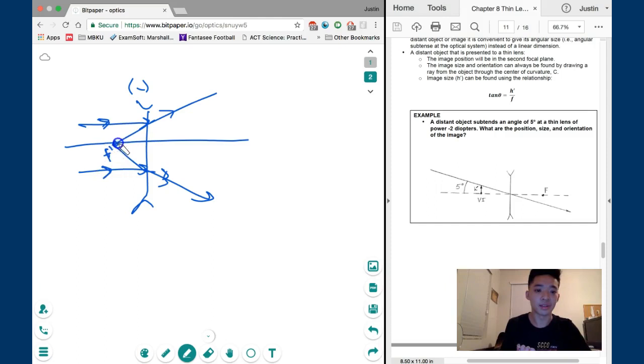Hopefully that makes the connection. That is a distant object, but since it still is an object, it can be defined by an angle of subtense, meaning the angle it creates from the optical axis. And since it's treated like it could be viewed as parallel light, it falls on the second focal point.